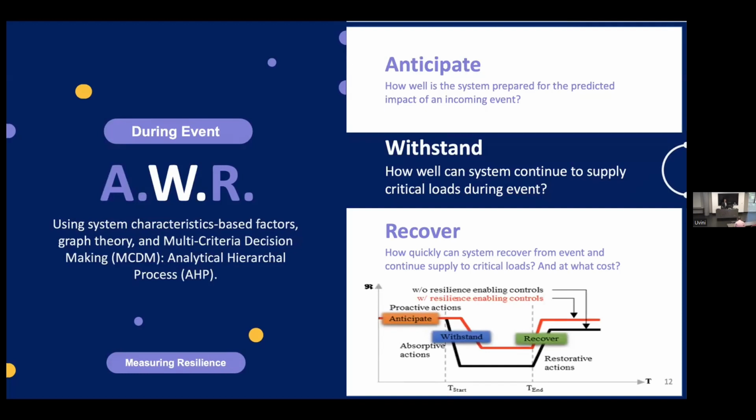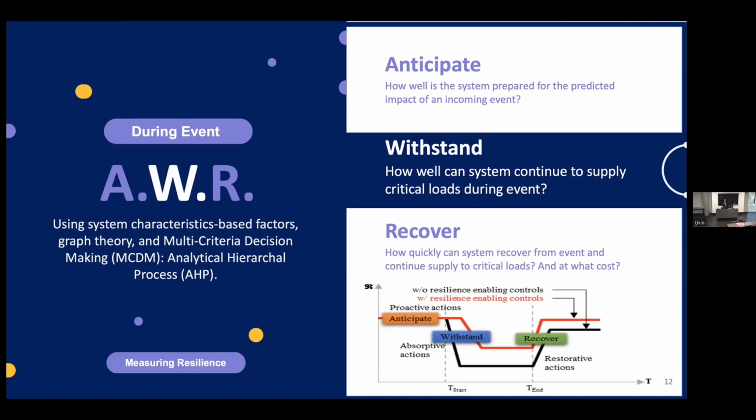Here, if I define withstand as how well the system can continue to supply critical load, what does it depend on? It depends on resources, right? It depends on where is my DER, where is my network, where is my critical load, and if there is a path or a network that connects my resource to the load. And then it again becomes a network problem, which we can model with graph theory.